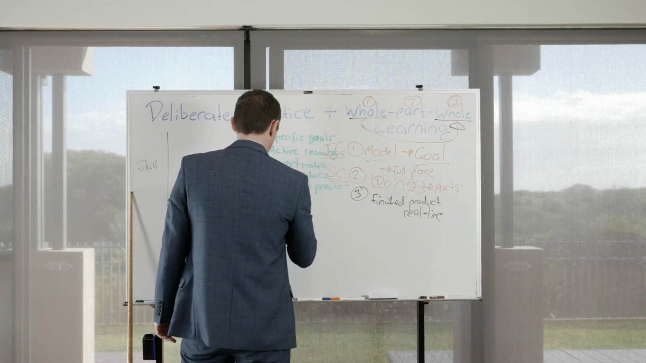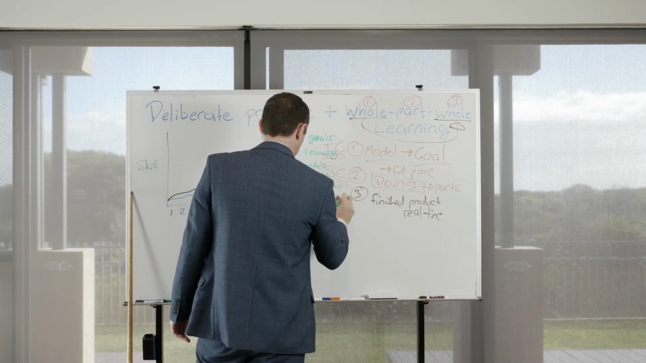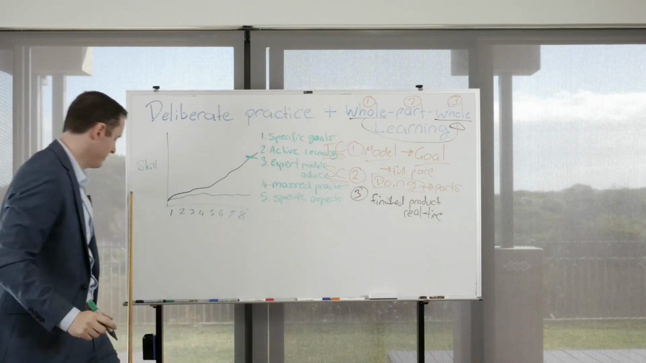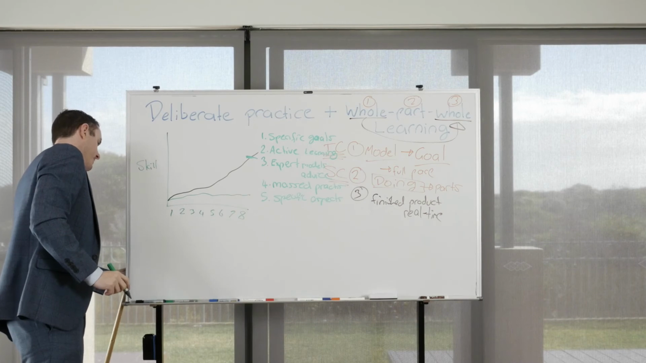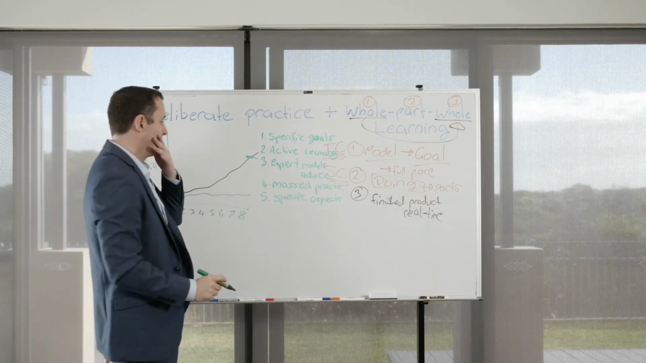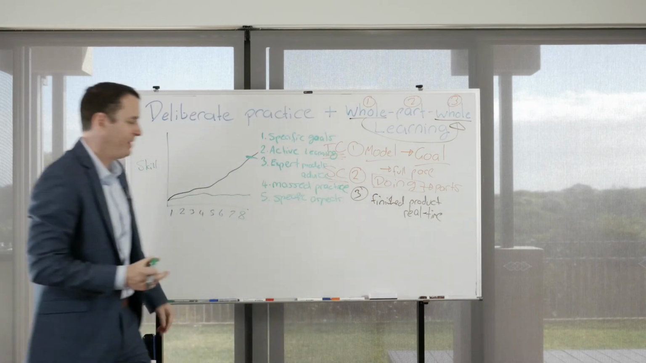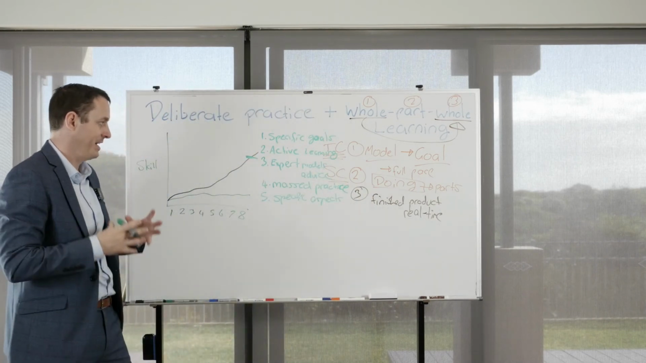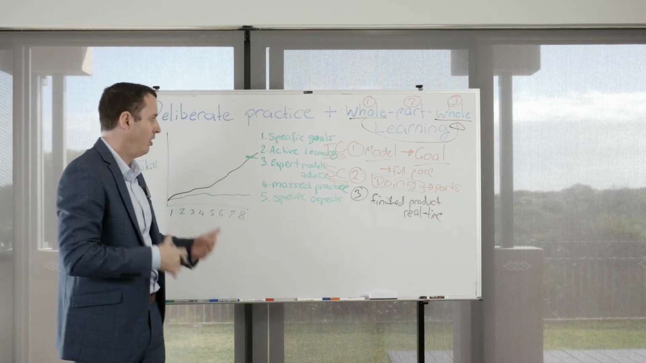Number 5, specific aspects. Yeah, so number 5 and 6 are really important, particularly number 4. So massed practice basically means that you're practicing a very specific thing or very specific aspect of it over and over again.